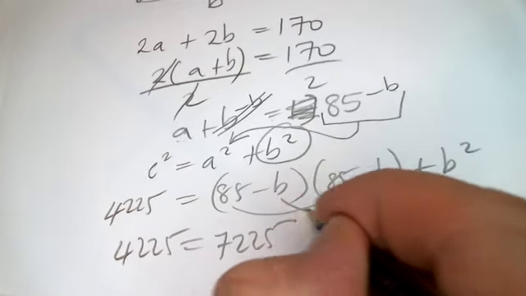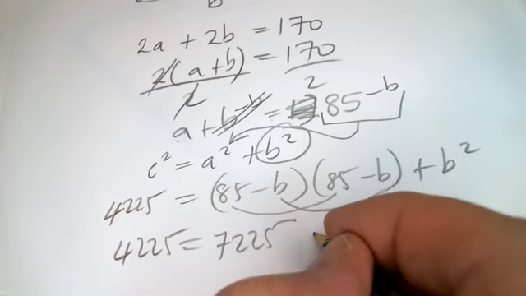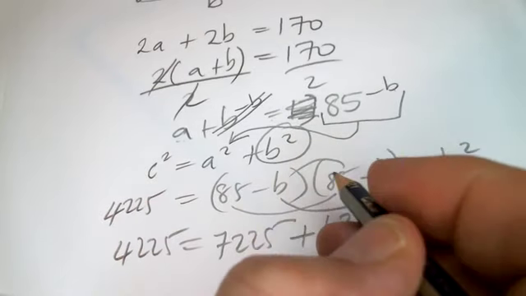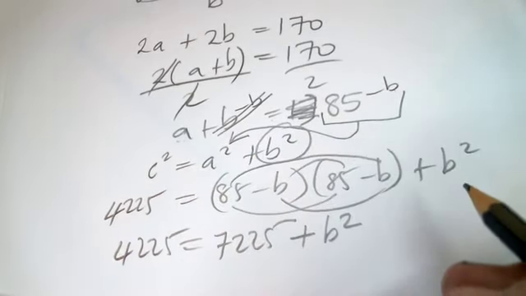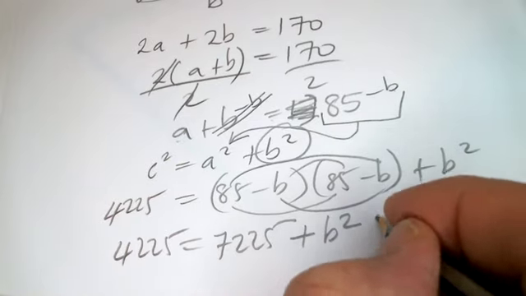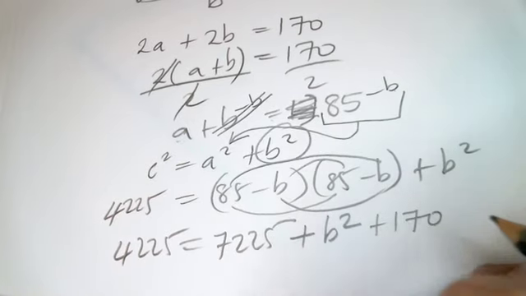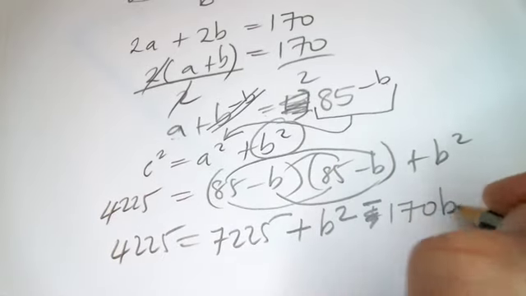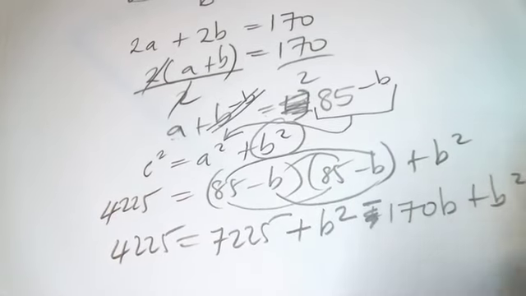Then I've got negative b times negative b, which is going to be plus b squared. I've got negative 85b and another negative 85b, which is going to be, sorry, what am I doing? Minus 170b plus b squared.